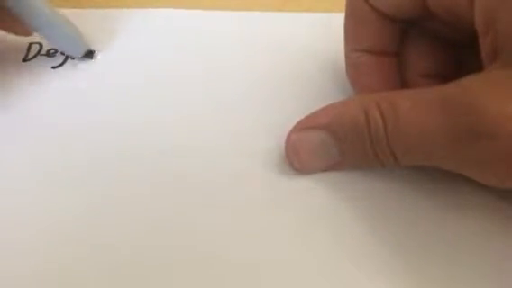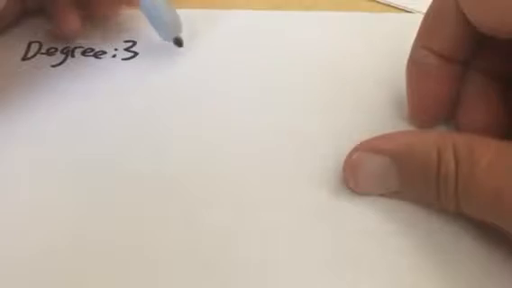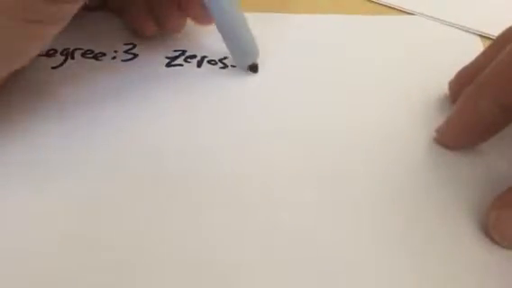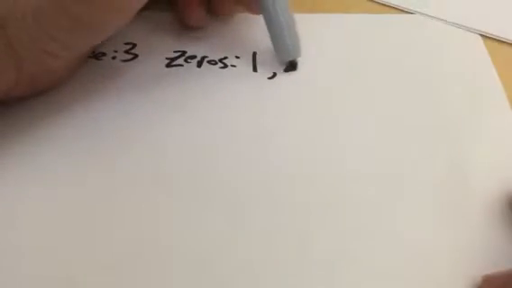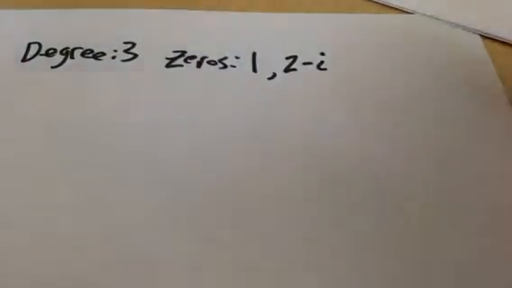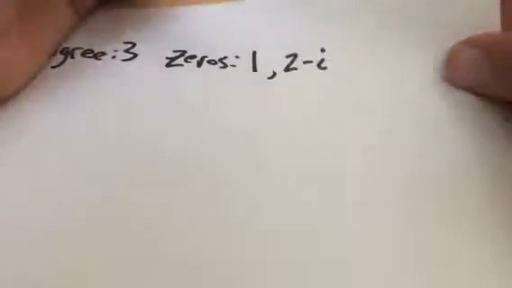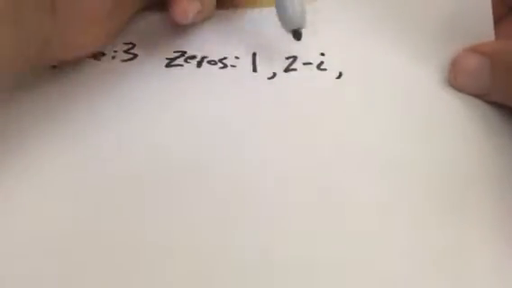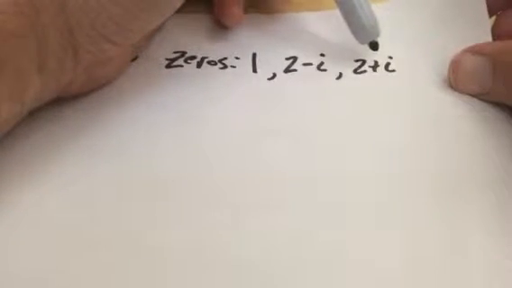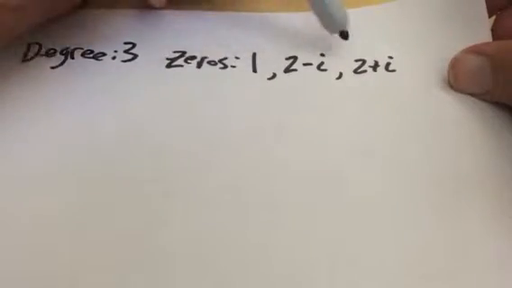Our zeros don't have to be real numbers. So let's do another one where we have a degree of 3. And I'm going to tell you the zeros. I'll make one of the zeros 1. I'll make one of the zeros 2 minus i. And now, one of the things that I know is that if 2 minus i is a 0, its conjugate has to be a 0. So if 2 minus i is a 0, 2 plus i is a 0 as well. Degree is 3, there's my 3 zeros.